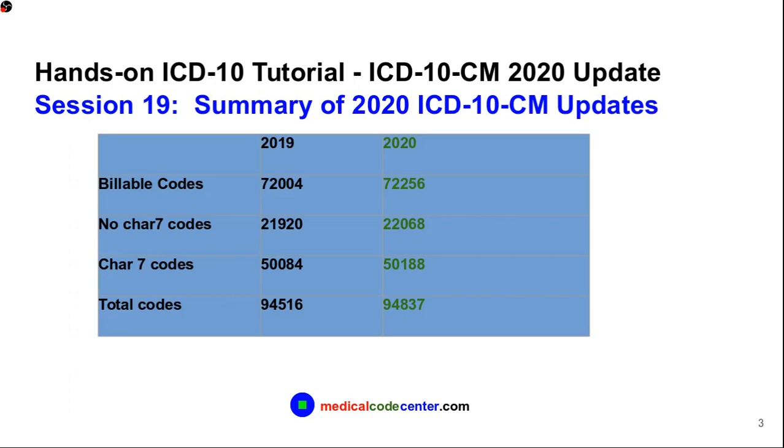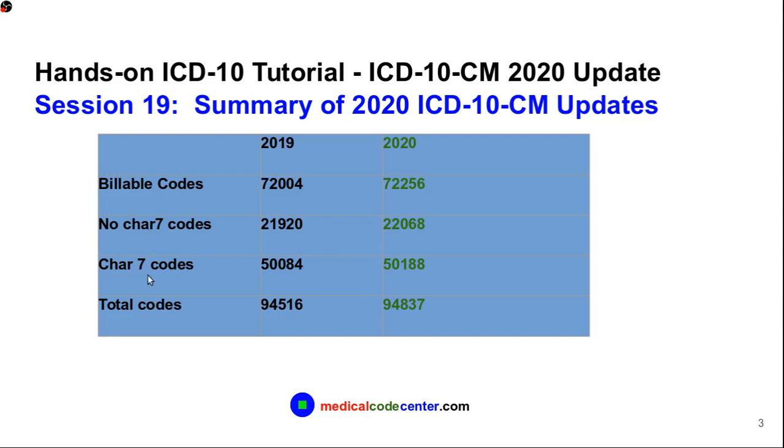First, the summary of the 2020 ICD-10-CM update. For the billable codes, in the 2019 version, we have 72,004 codes. But now in 2020, we have around 252 more codes. For those billable codes, for some codes we don't need the seventh character. There are around 22,000 of them. For this type of code, without the seventh character, we have around 148 more codes.